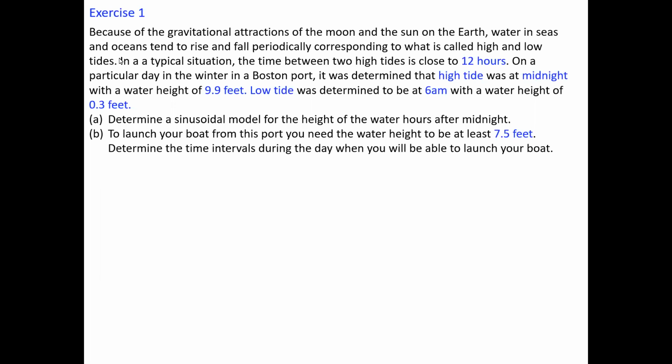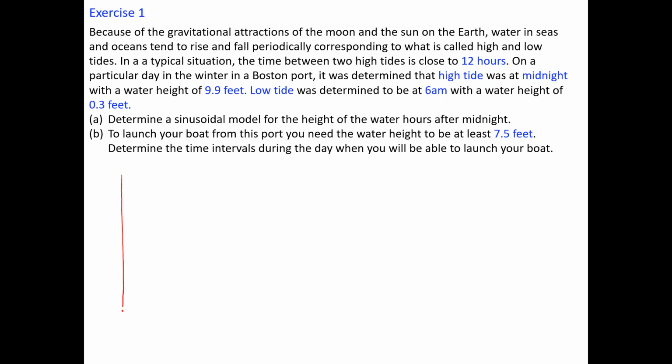Okay, let's take this scenario and determine the sinusoidal model. Since the situation is repeating every 12 hours, we can see the period is 12 hours, and the model must represent the height of the water t hours after midnight. And since we know that the maximum value is happening at midnight, we may use the cosine function, because we know that cosine at 0 attains the maximum. So let's start with this.